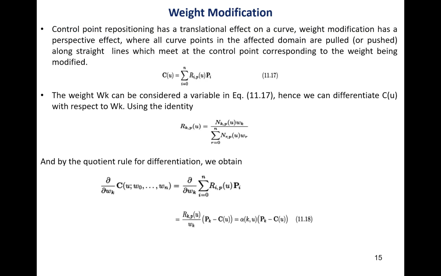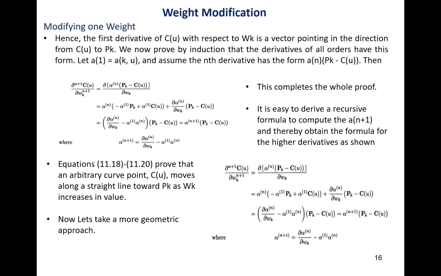Now let's talk about weight modification. Control point repositioning has a translation effect on a curve. Weight modification has a perspective effect, where all curve points in the affected domain are pulled or pushed along straight lines which meet at the control point corresponding to the weight being modified, where the curve definition is given by C(u). The weight Wk can be considered a variable, hence we can differentiate C(u) with respect to Wk using the identity Rk,p(u), and by the quotient rule of differentiation we can obtain the derivative with respect to Wk, which results in the formula below. Now let's talk about modifying one weight.